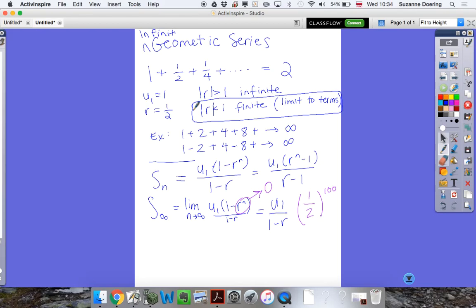For now, in your last minute of class here, try it with our example that we just did. We said the sum of this series is supposed to be 2. Try it with the first term being 1 and the ratio being a half. See if this formula actually agrees with that. Yeah, it works. 1 divided by 0.5, because 1 minus a half.